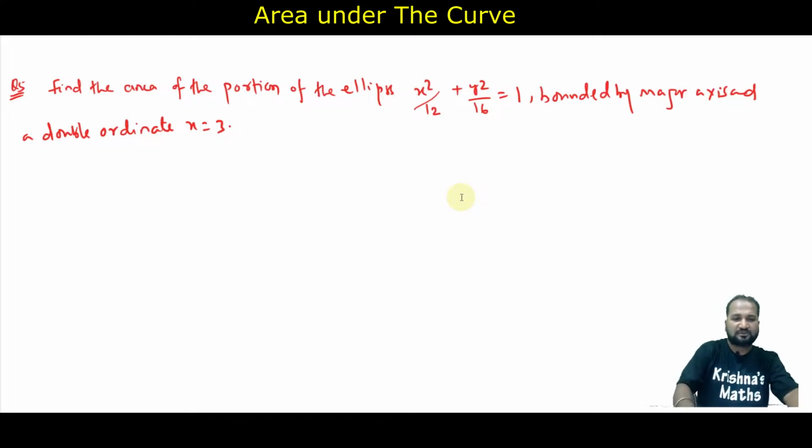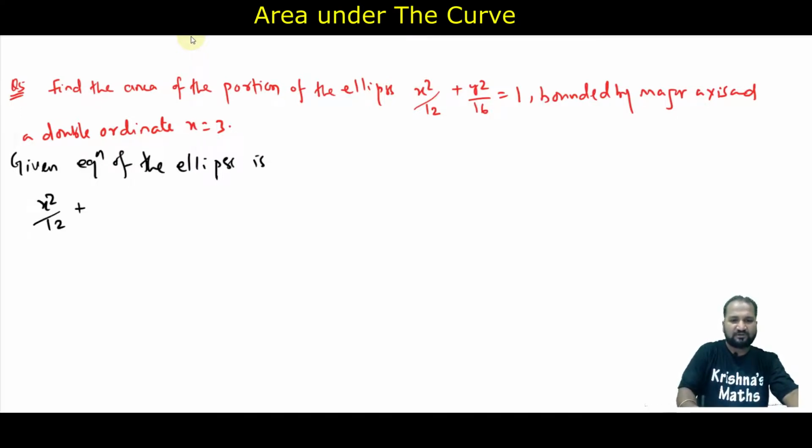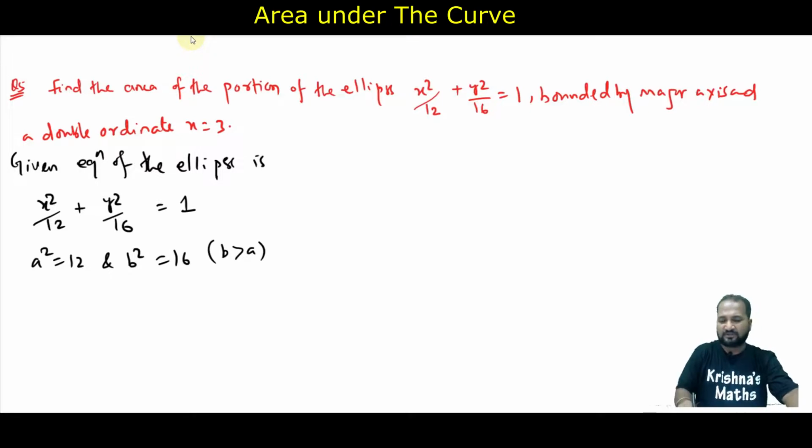Okay, so given the equation of the ellipse: x square divided by 12 plus y square divided by 16, and this is equal to 1. So a square is equal to 12 and b square is equal to 16. Clearly b is greater than a, b greater than a means the major axis is along the y axis. Now the major axis is along the y axis.